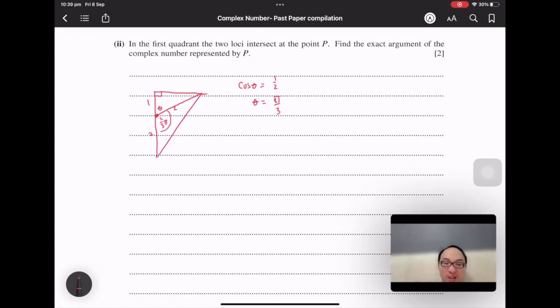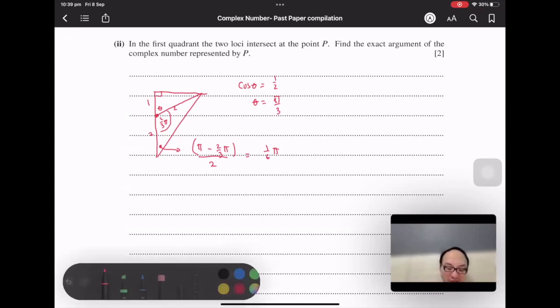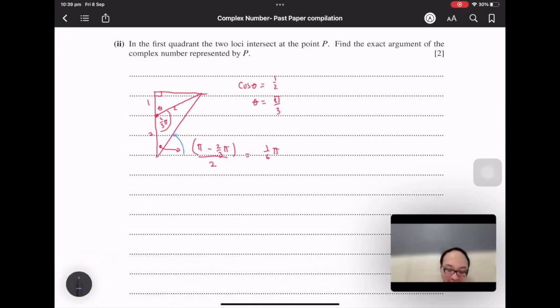And then we can use the isosceles triangle again to find the angle here. So the angle here is 180, or pi, minus 2 over 3 pi, and then divided by 2. So it's 1 over 6 pi. So that means the argument of z here will be equal to pi over 2 minus 1 over 6 pi, equals 1 over 3 pi radians.